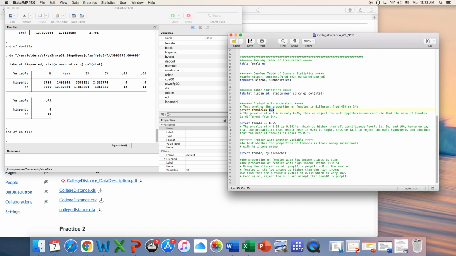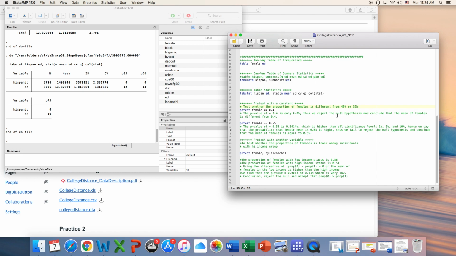For example, I want to test whether the variable called female is equal to an average of 0.4. In other words, you want to test whether the mean of the variable female is 0.4. You can think of it as whether I have 40% females in my data set. Or probably you want to test whether 55% of your data set are females. So you want to test whether the proportion of females is different from 40 for this one, or 55, not 54. This is 55.